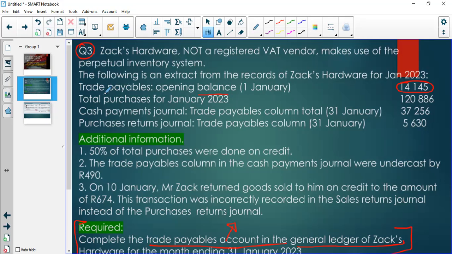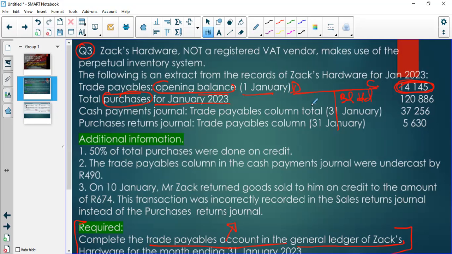So this is a liability, and it has an opening balance. So if I'm going to open my account like that, then my balance would be here, at the beginning of the month, 1 January, balance brought down from the previous year. So this is going to be this amount. Then total purchases for January 2023. I don't know whether they were on credit or cash. They just said total purchases. So what I want is credit purchases.